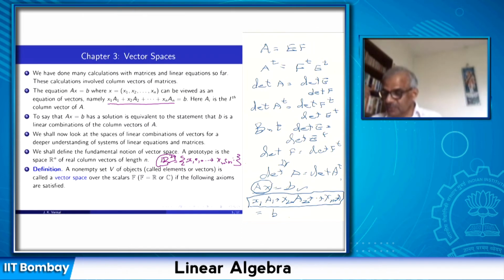So this is the definition of a vector space: a non-empty set of objects, called elements or vectors, is called a vector space over the scalars F. The scalars could be the set of real numbers, or the set of complex numbers, or the set of rational numbers. So we are dealing with these three fields.